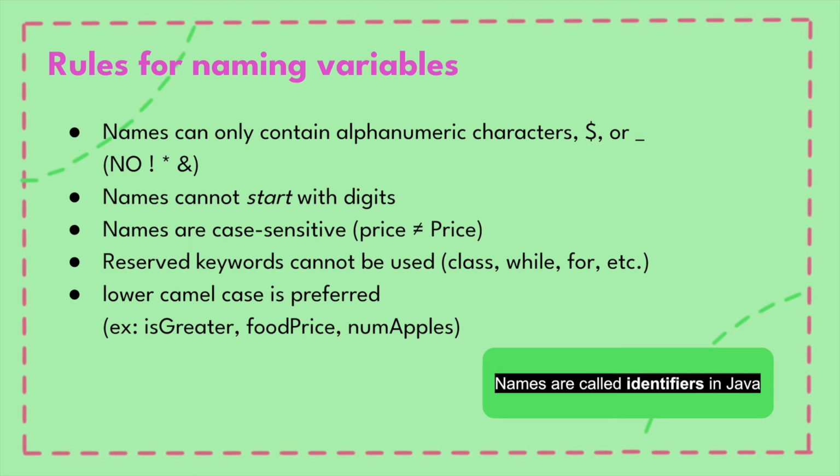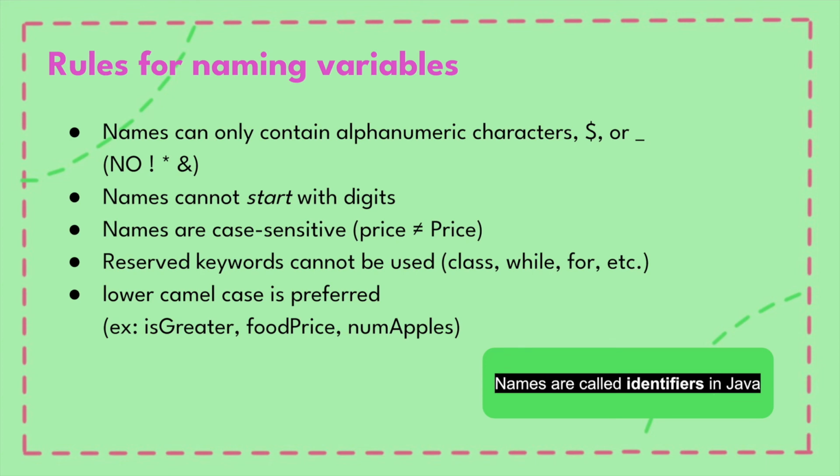Lastly, reserved keywords cannot be used as variable names. These are words that already have a designated meaning in the Java programming language. Words such as class, while, for cannot be variable names. And on another note, names are also called identifiers in Java. That's some programming vocabulary right there.